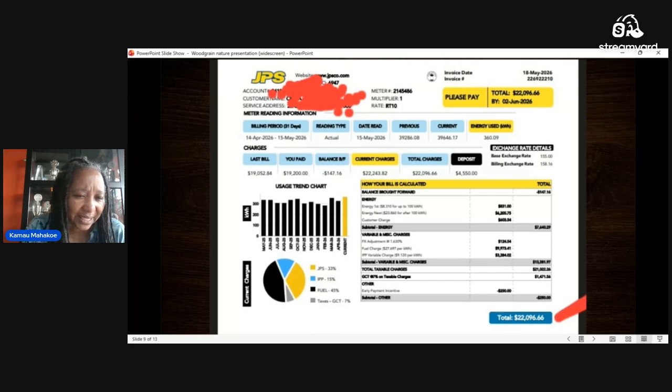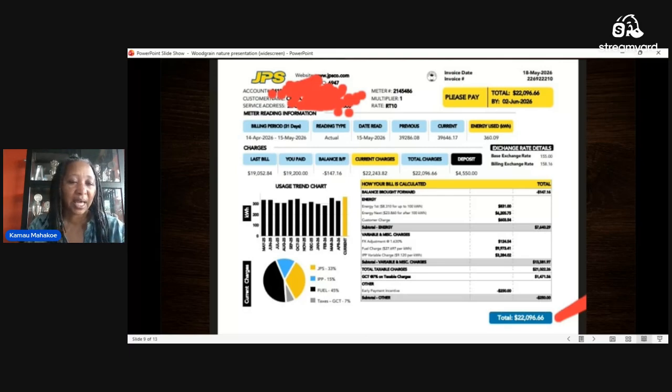Right? This is the part that scares a lot of people, but let's do it line by line. So the balance brought forward, that is if you did not pay all the bill last month. The amount that you owe from last month is going to come over on the balance on this month. If you paid more, it's going to reflect as a negative amount, and that's actually going to be deducted from this month.